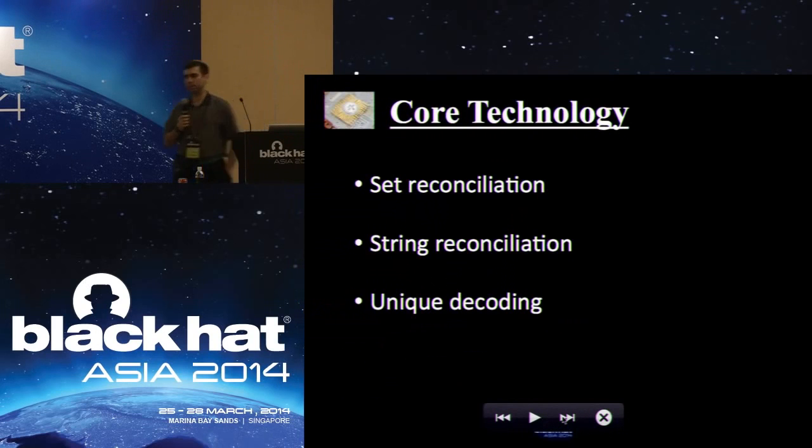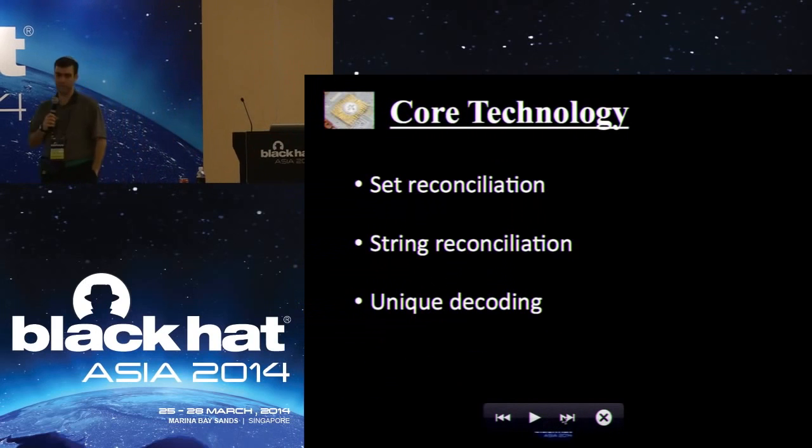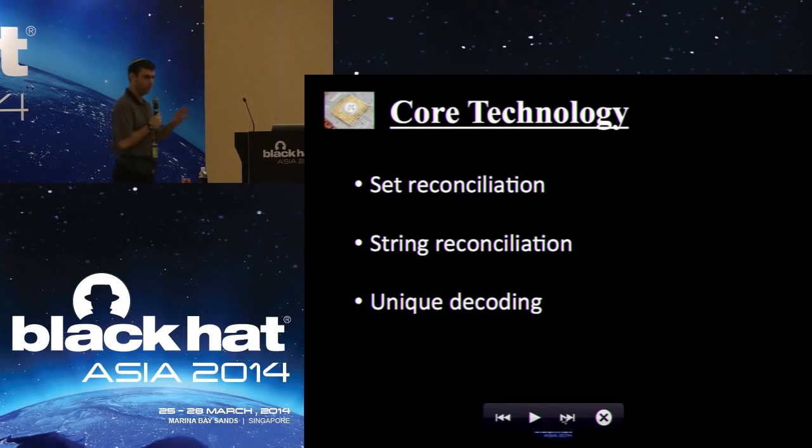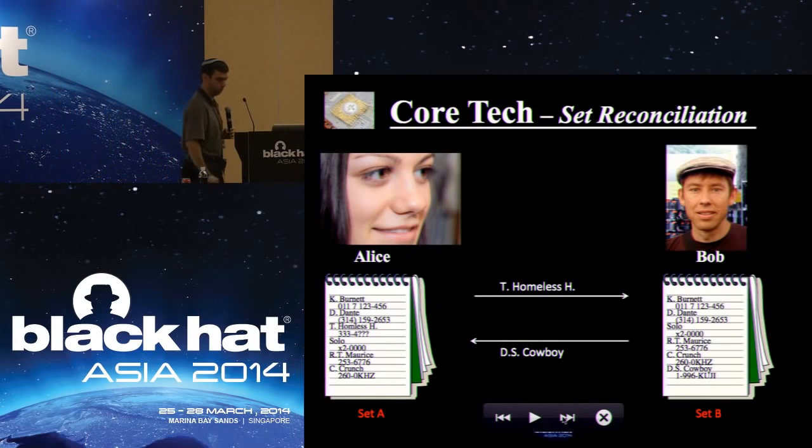Okay, so let's get to the core technology. Again, I'm going to try to cover this at a somewhat high level. If you're interested in any of this, feel free to go deeper, but I could easily give you an entire week-long course on just this material. So I'll try to be high level. There are three core technologies, most of which we've developed at some level: set reconciliation, string reconciliation, and unique decoding. Let me go over these one by one.